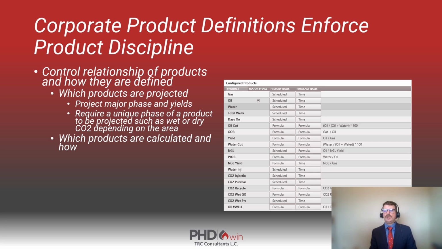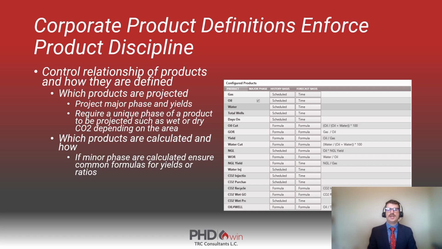You want to be able to control what products are calculated and what that formula is. So on the right hand side, you can see the various formula products that we have, such as NGL or GOR, and what that definition is. So GOR is pretty standard, gas divided by oil, but NGL itself can often change. It can be gas times NGL yield, oil times NGL yield, CO2 wet prod times NGL yield. So there's various products that could be the driver of your NGL, and you'll want to make sure that you control that so the users aren't building for the wrong products.